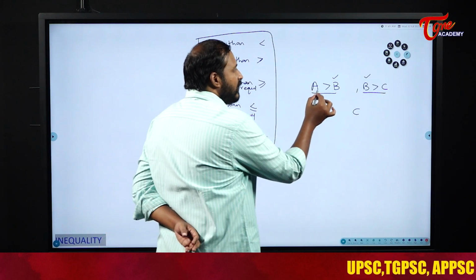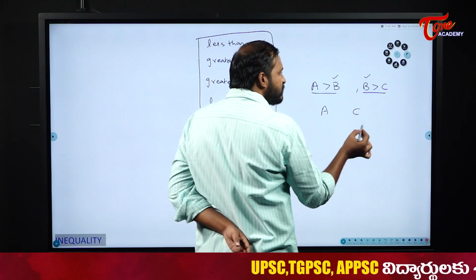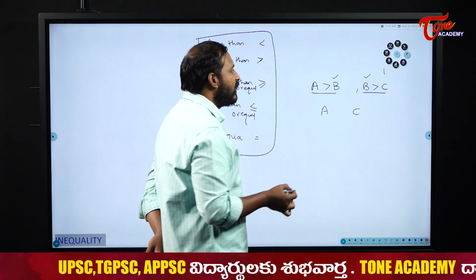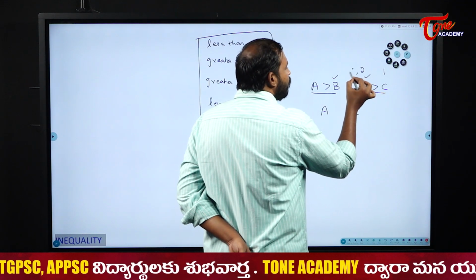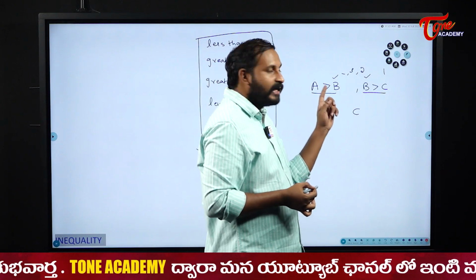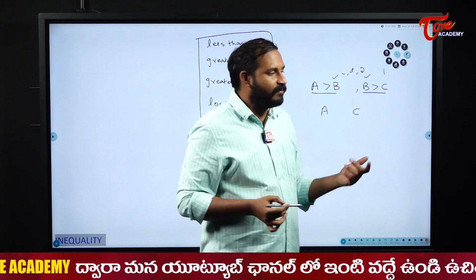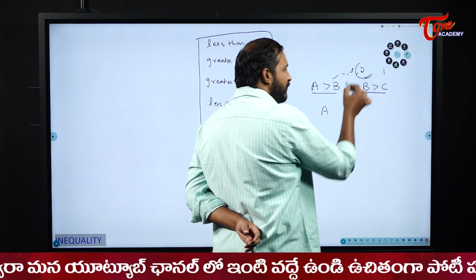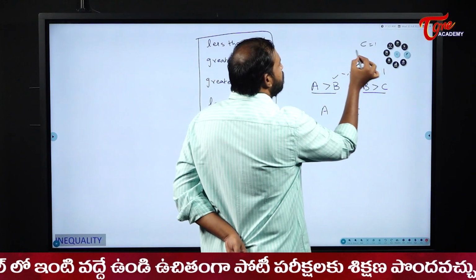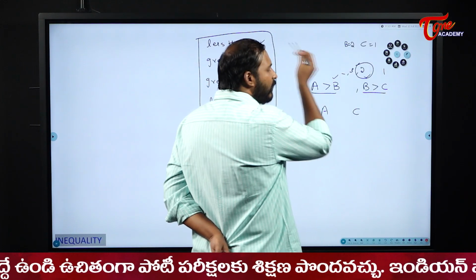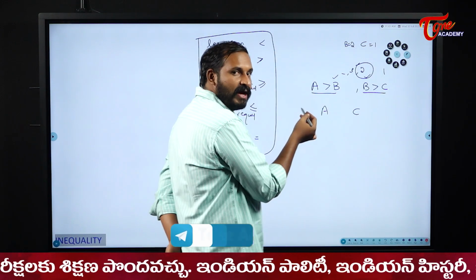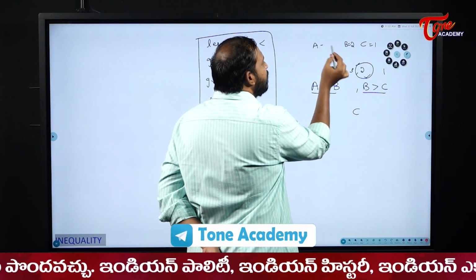Now, see here, students. A is greater than B and B is greater than C. For example, if I take the C value as 1, what is the value of B? I can take 2, 3, 4, 5, 6, any number from 2. Similarly, A is greater than B. For example, I have taken B as 2. Then I can take A as 3, right?